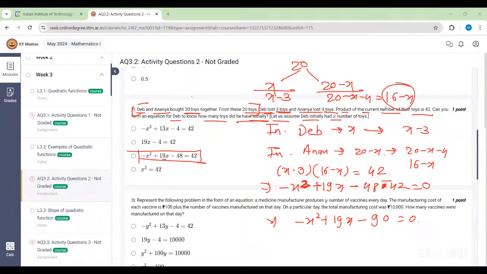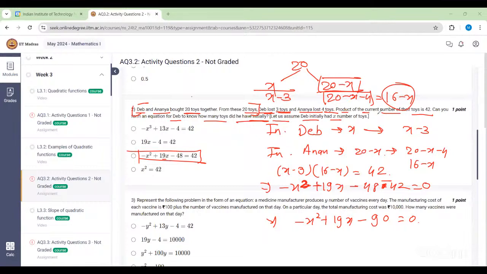This is the number of toys Ananya had, 20 minus x, minus 4. Yeah, because she lost 4 toys. So initially she had 20 minus X toys, and then we have to do minus 4. Correct. So that means 16 minus X is the current number of toys Ananya has.